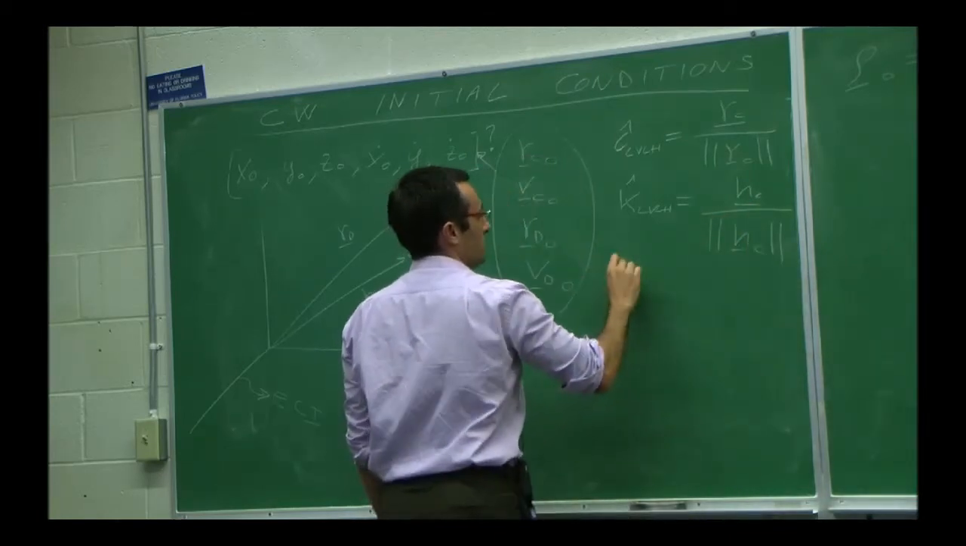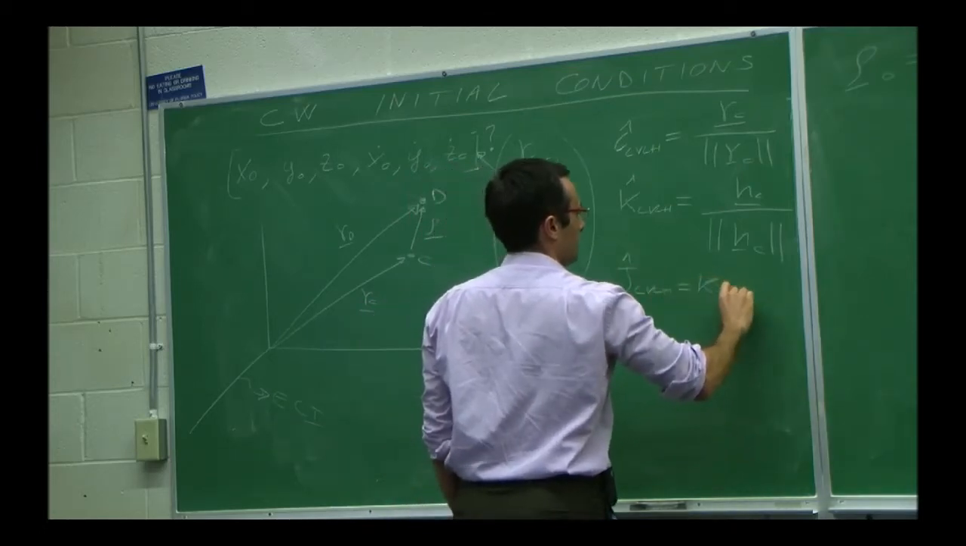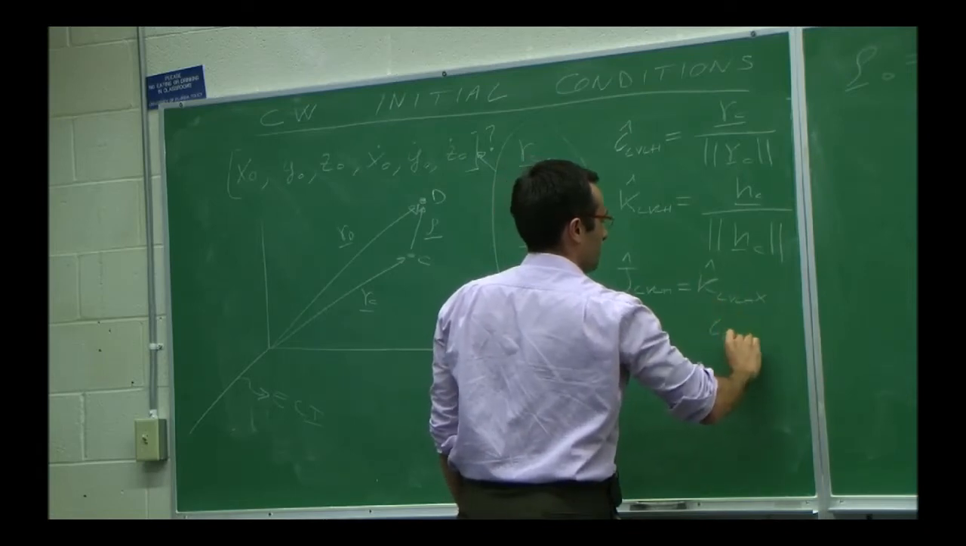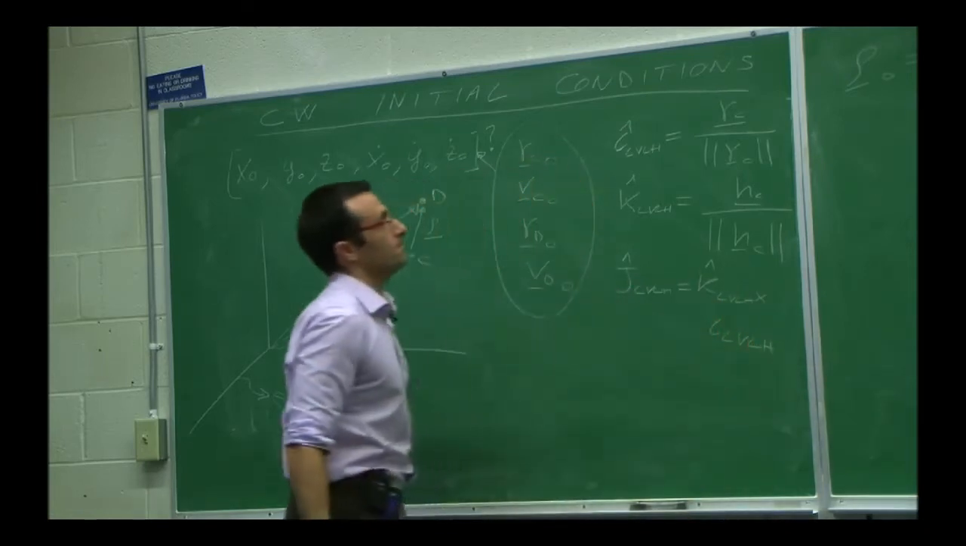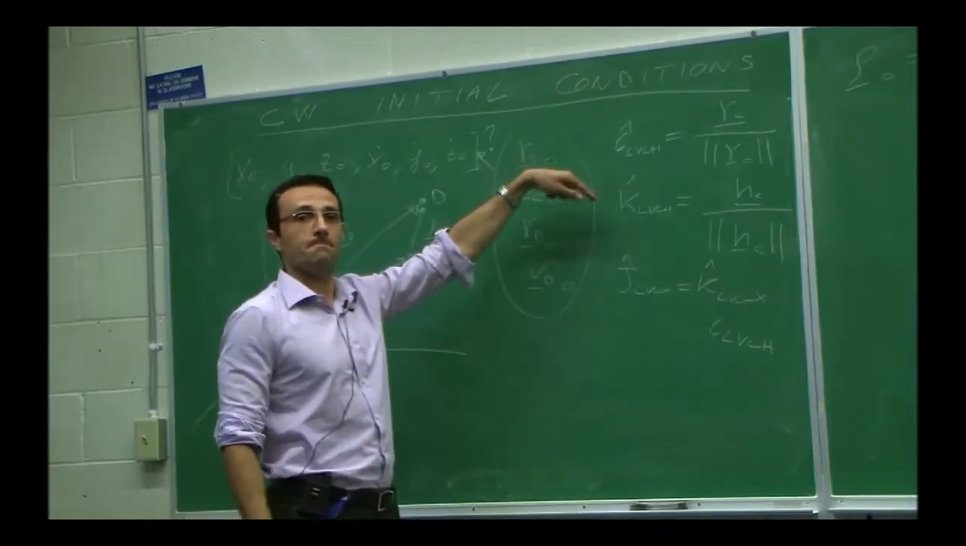And then J is the cross product of the two. So that vector is expressed in this basis, right?